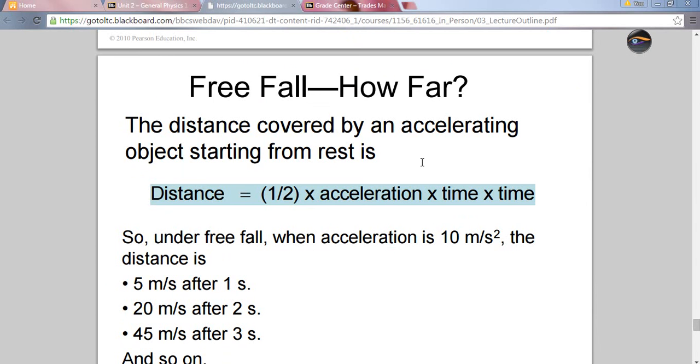Okay? So if you want to see the derivation of this, it's on the bottom of the free falling section in your book, where it talks about how to develop that. It was done in the video, so I'm not going to take time here, but the equation that we're going to use is 1/2 the acceleration times the time squared.